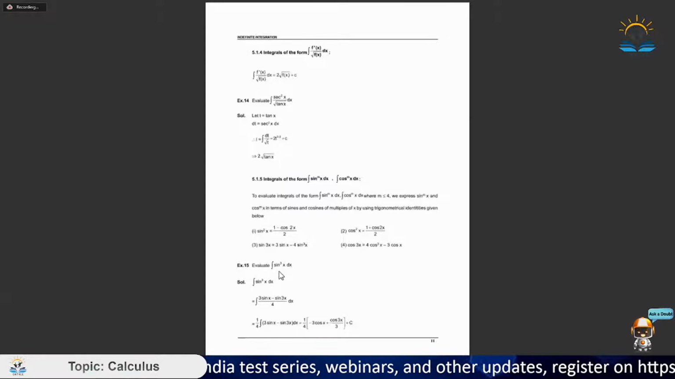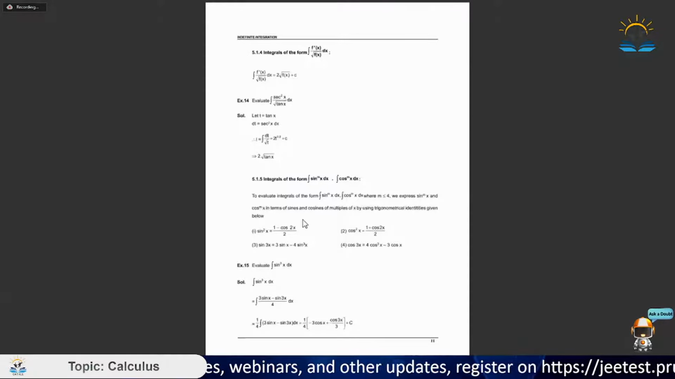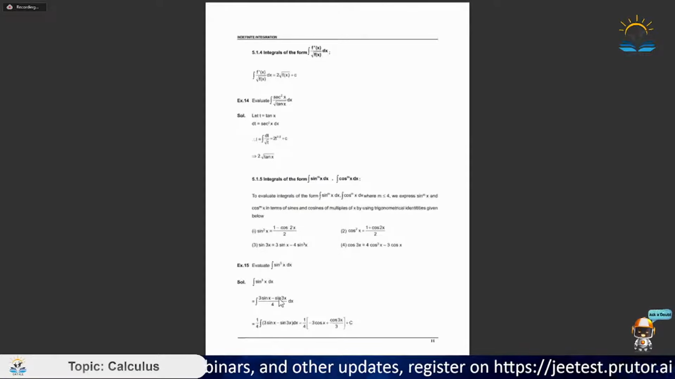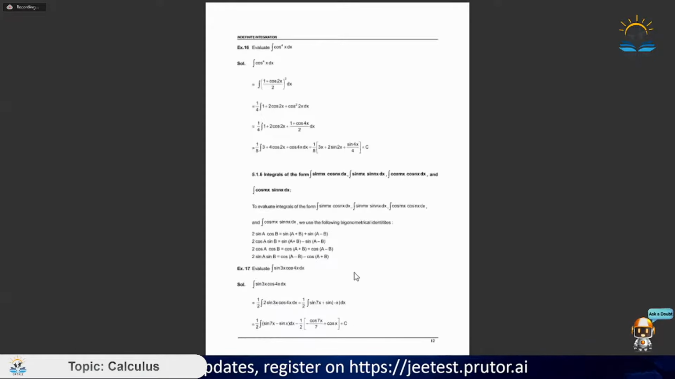Suppose here, again, we have got this sin cube x dx. So we convert it to (3 sin x minus sin 3x) by 4 dx, and this is easily integrable like this. So let us go to the next form.